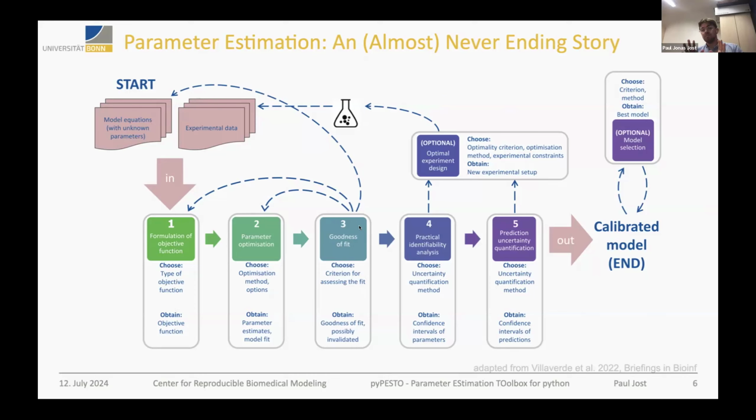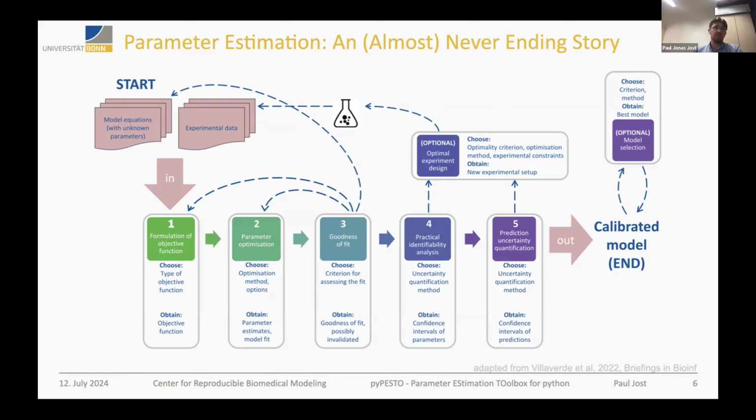Let's assume our model fits really well. We can continue. We've now found a parameter that describes the data, but how sure are we that this is actually the real parameter? This is where practical identifiability analysis comes into play. Again, we have the choice of multiple methods, and what we want to obtain from them is basically some kind of confidence intervals on the parameters, telling us, this parameter, we are fairly certain it's in this range. For this parameter, we are really not so sure.